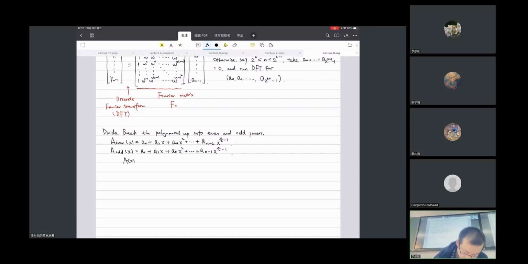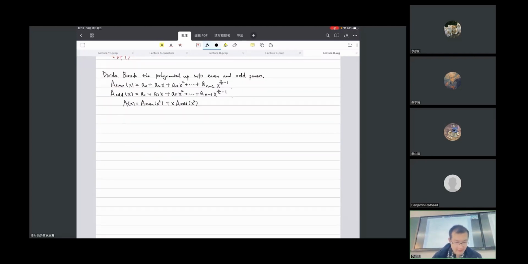And we know that A of x equals A even of x squared plus x times A odd of x squared. So maybe let me close the door. Okay, so after having the A even, A odd polynomials, we know that A of x is going to equal A even of x squared plus x times A odd of x squared. Okay, so this is the divide, and we need to understand the conquer part.